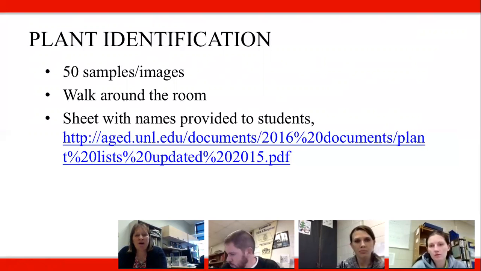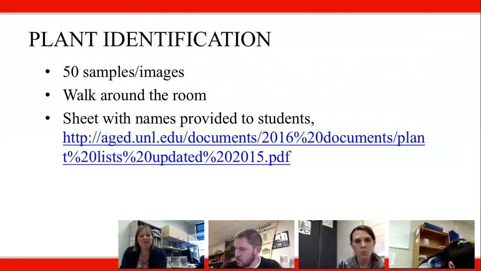So for this one, they walk around the room. I have the items sitting on tables. They have a certain amount of time available, 30 minutes. They can walk around and take a look at the samples.